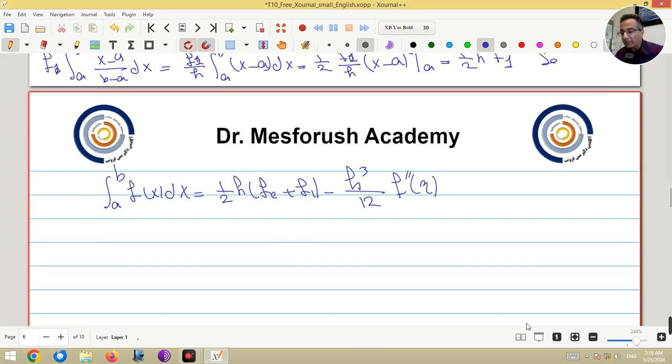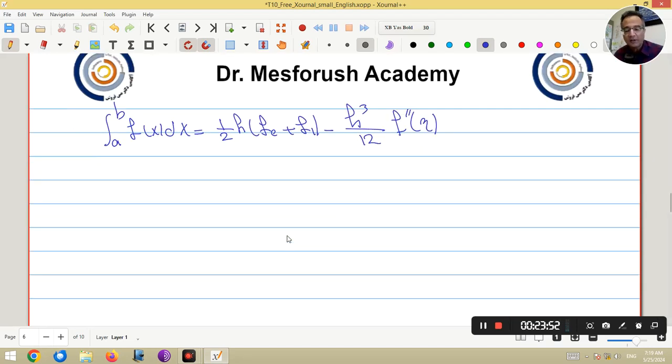Now let me try to compute the Simpson formula, the error term of Simpson formula, and also the Simpson formula by the Lagrange polynomial in the next lecture.